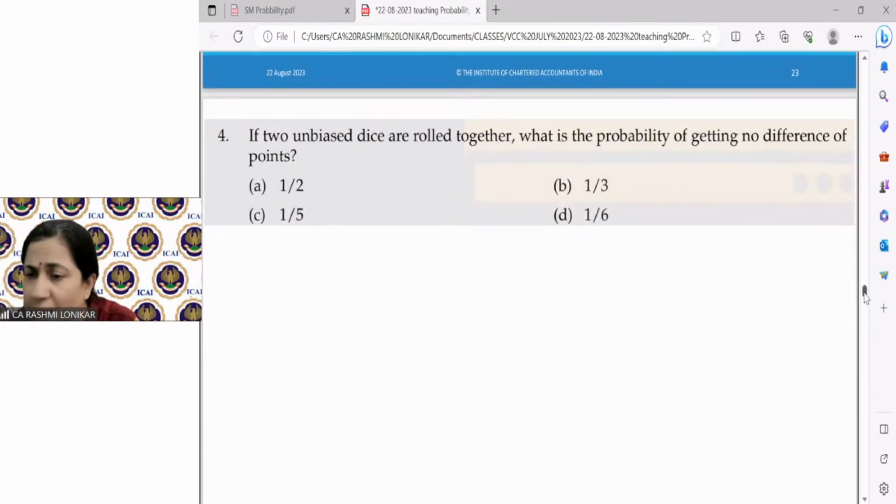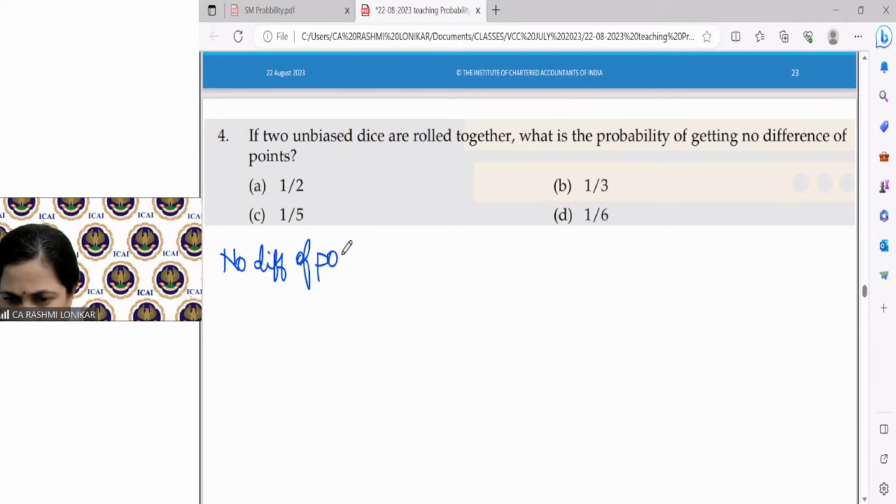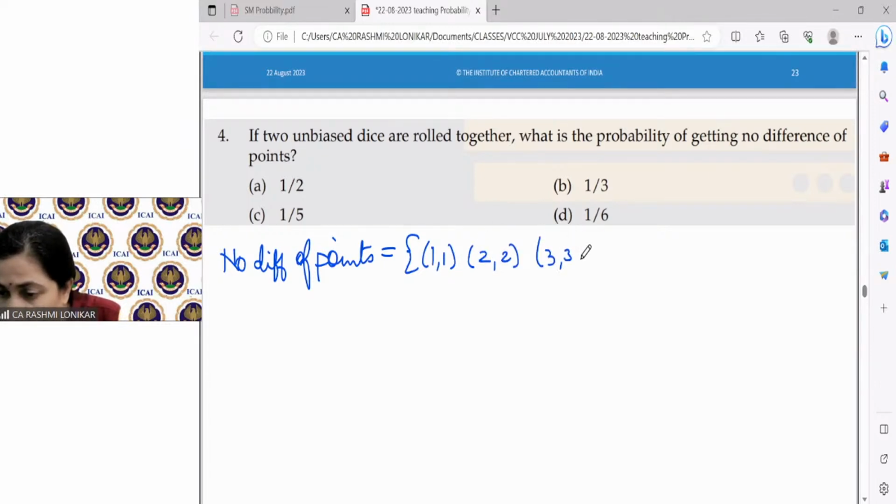If two unbiased dice are rolled together, what is the probability of getting no difference of points? When will that occur? When you have the same number on both dice. So that will be 1 1, 2 2, 3 3, 4 4, 5 5, and 6 6.